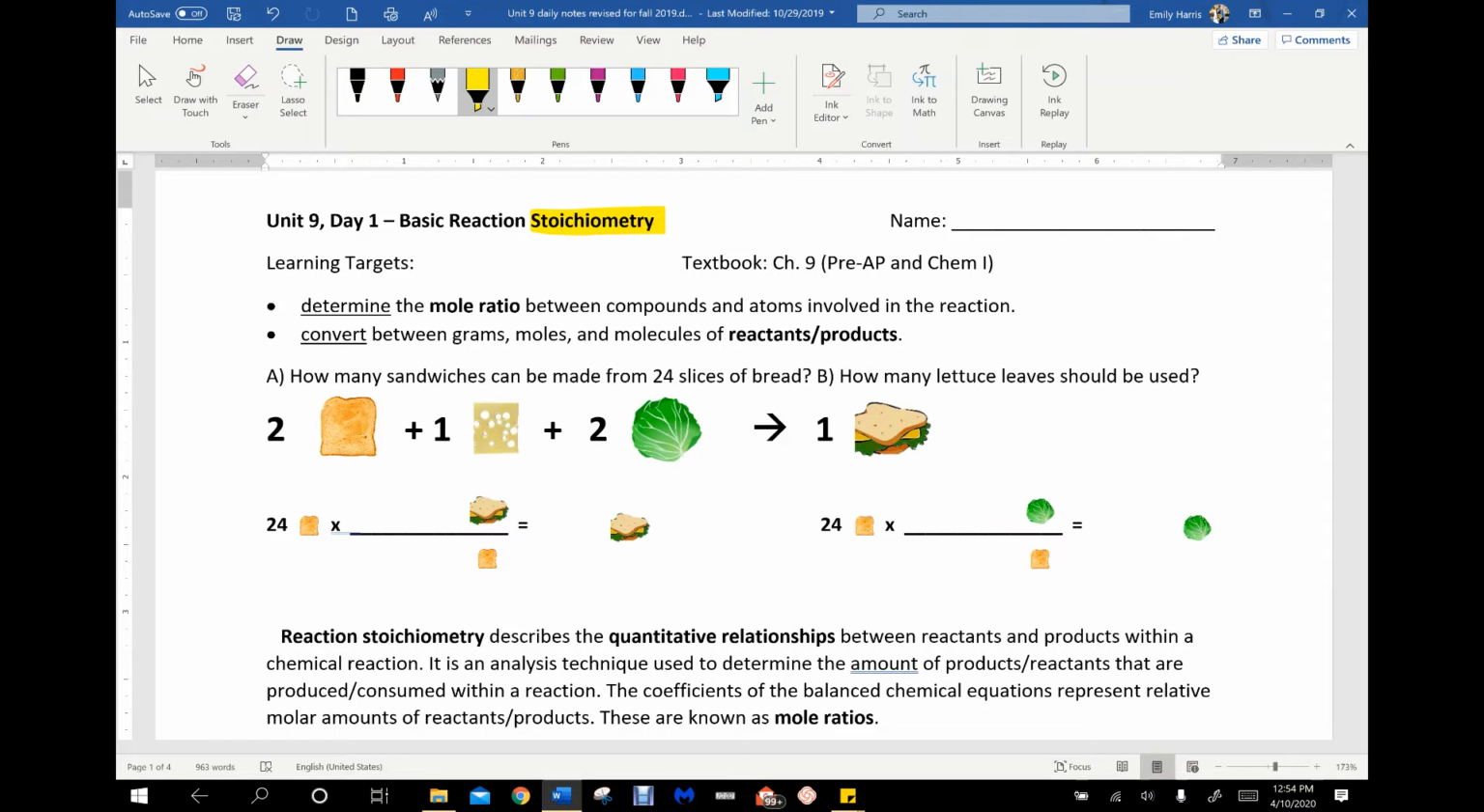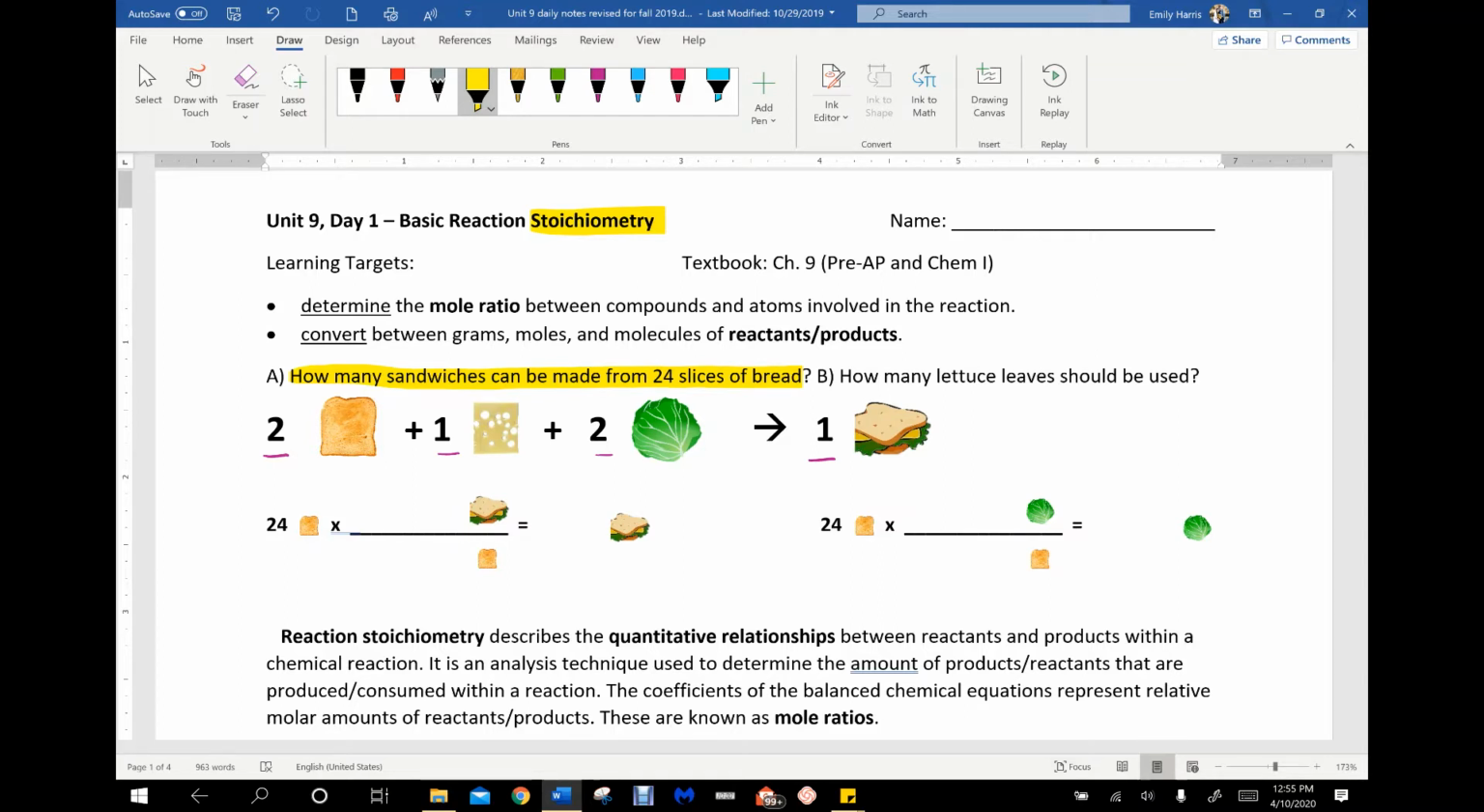But it has some lettuce and some Swiss cheese. Based on our little reaction here, it tells us that we need 2 slices of bread, 1 slice of cheese, and 2 leaves of lettuce to give us 1 of our sandwiches, all right? If I start out by asking you the first question, how many sandwiches can be made from 24 slices of bread? Most of you would probably immediately respond, well, 12.